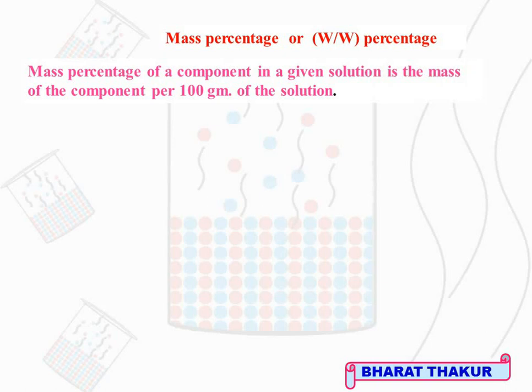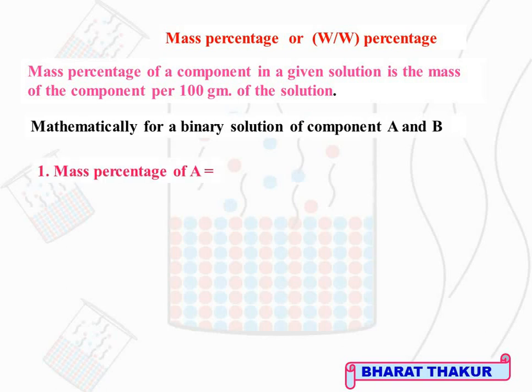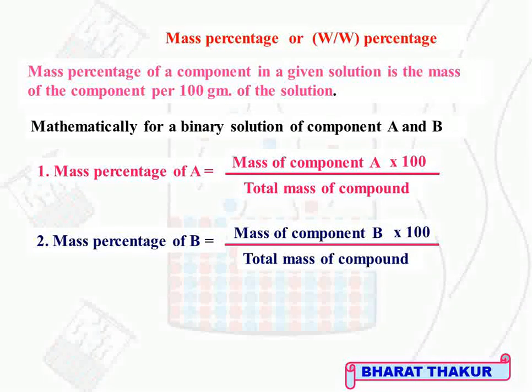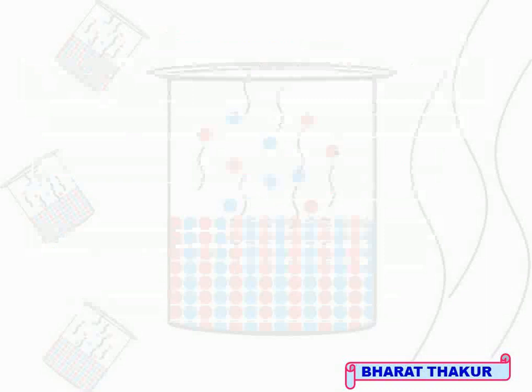The mass percentage of a component in a given solution is the mass of that component per 100 gram of solution. It is meant for a total of 100 gram of solution only. Mathematically, the mass percentage of component A, you can call it solvent also, will be equal to the mass of that component, that is solvent, multiplied by 100 divided by the total mass of the compound or solution. Second, the mass percentage of B, and we know that B is used for solute, will be equal to the mass of component B, that is solute, multiplied by 100 divided by the total mass of the compound or solution. Note that mass percent does not have any unit.